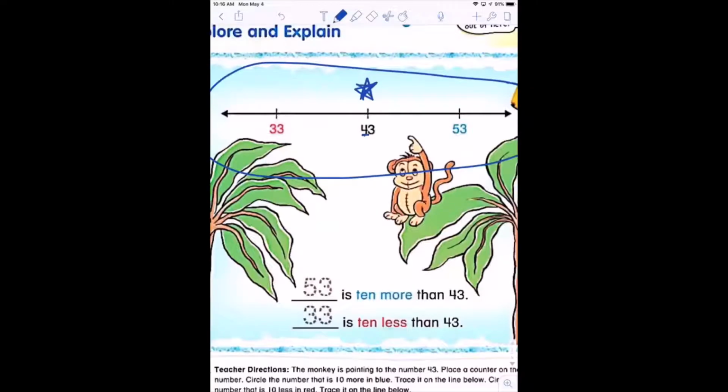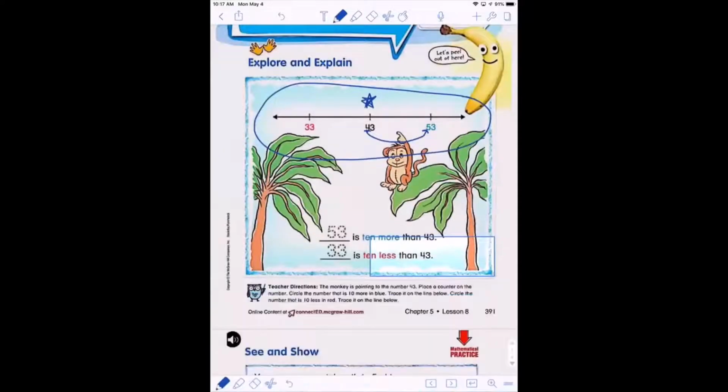Put a star because that's the number that I'm starting with, 43. So if I say 10 more, on the number that I have in the tens place, that's 4, I just add 1 more. So 4 plus 1 more makes 5. So 43 and 10 more would be 53 because the only number that I'm changing is the number in the tens place.